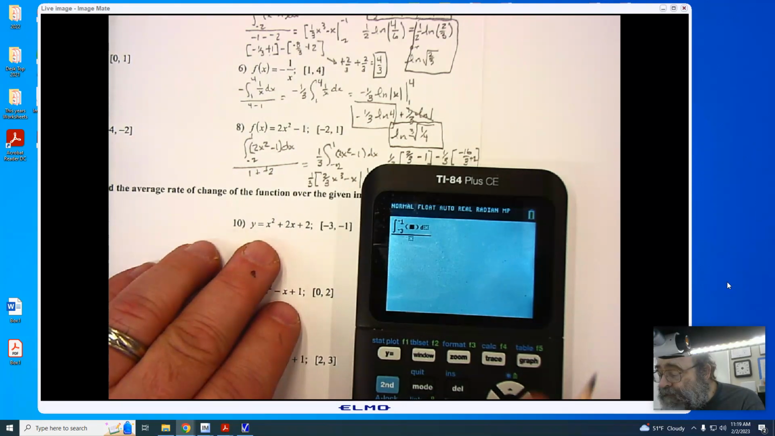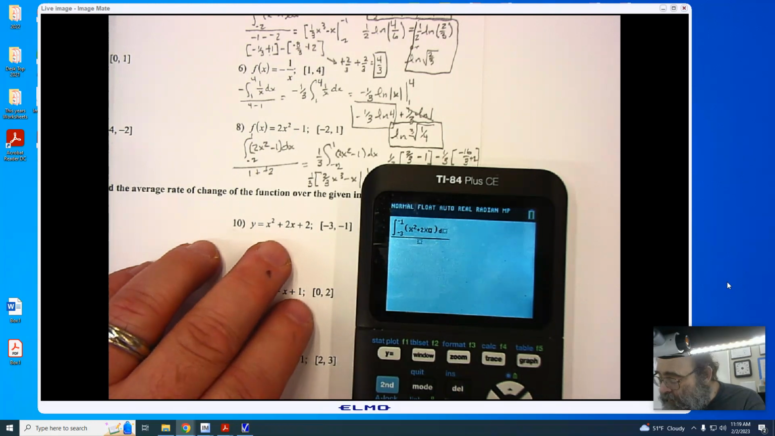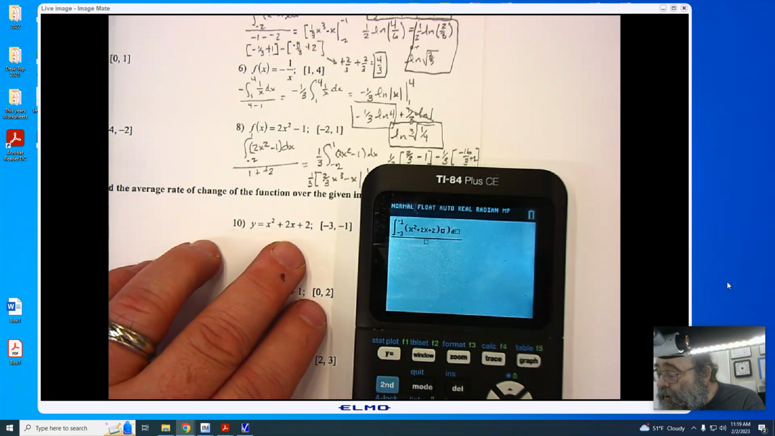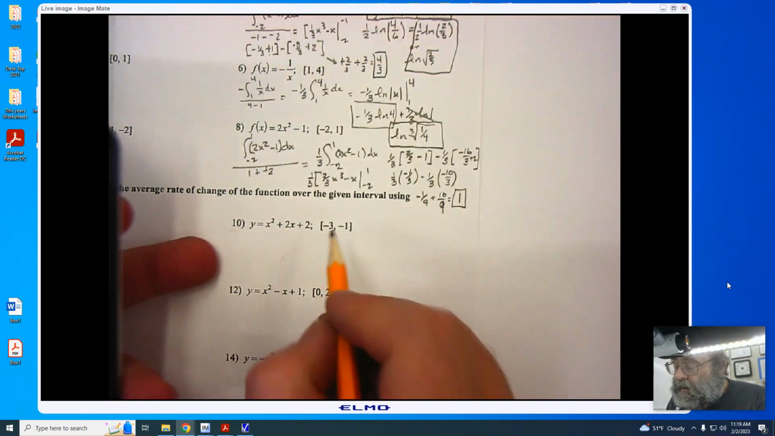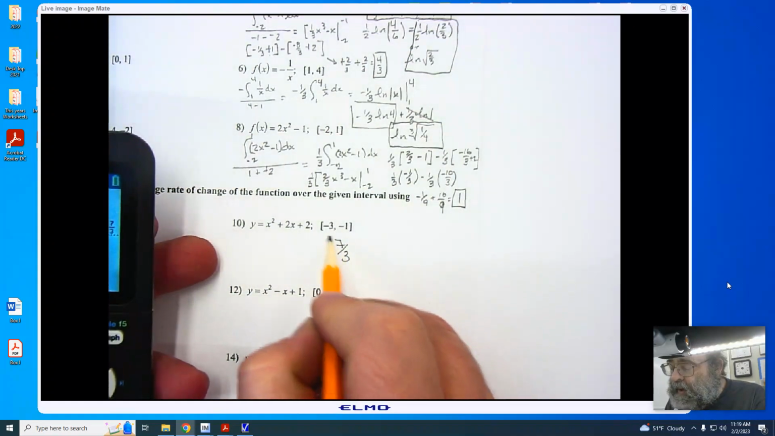We're putting in our function, x squared plus 2x plus 2. And then we go dx divided by negative 1 minus negative 3. Hit enter, and we get 7/3. So my answer is 7/3.